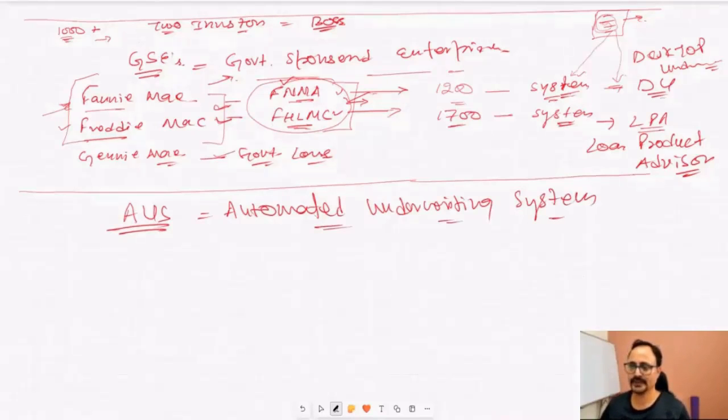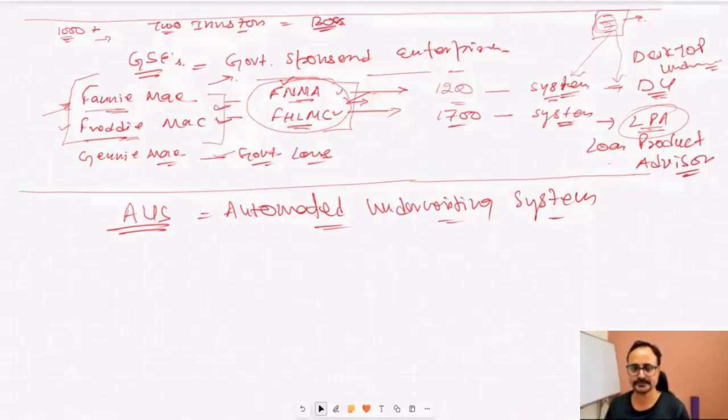If we are going to approve a loan according to Freddie Mac, I need to run all the data through LPA, Loan Product Advisor. If I want to run AUS for Fannie, I will run the DU. Is it clear what is AUS, what is DU, what is LPA or LP, what is Fannie and what is Freddie?